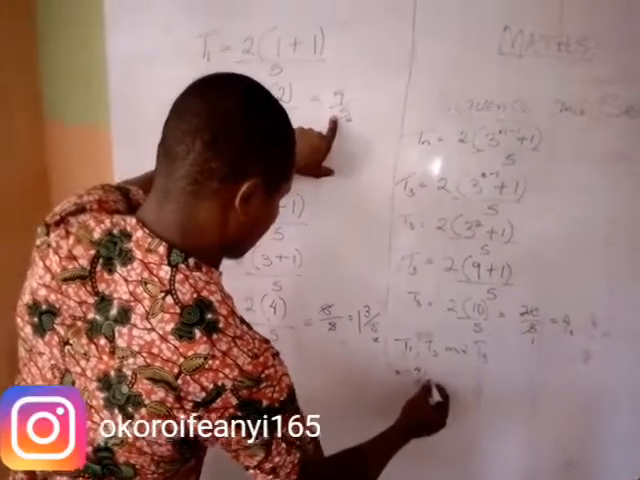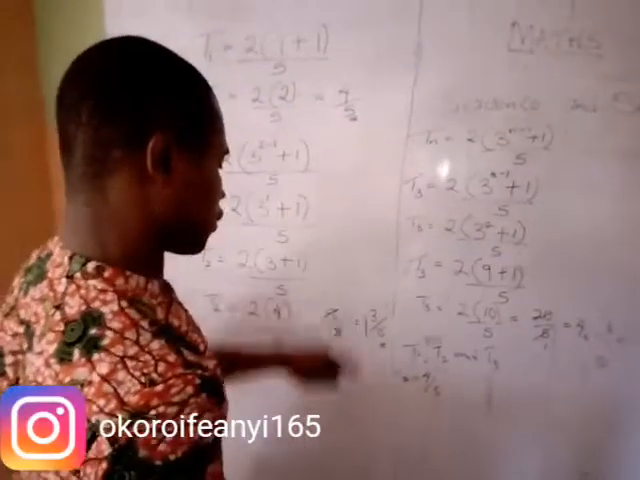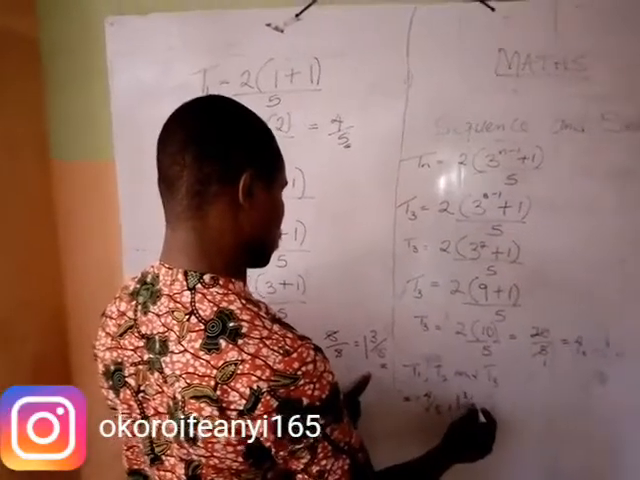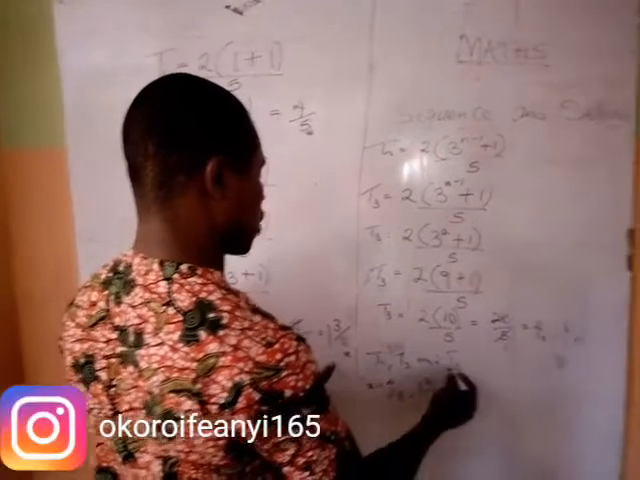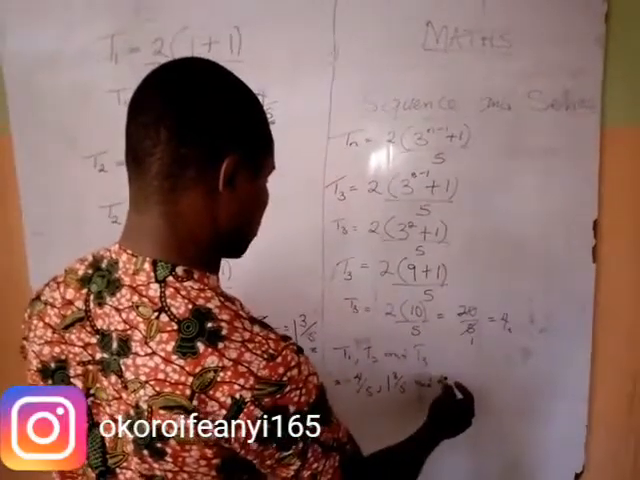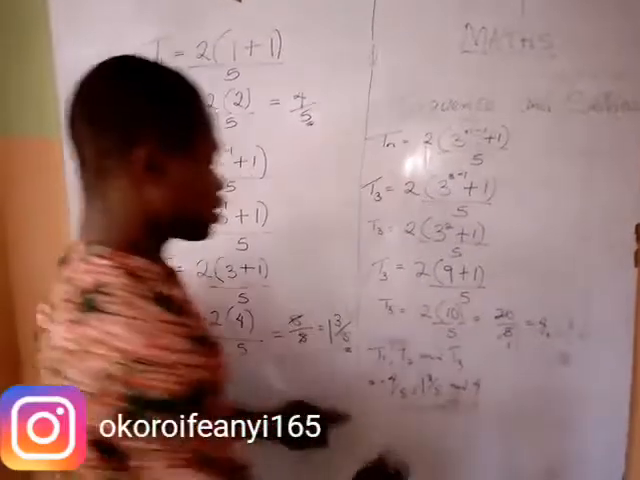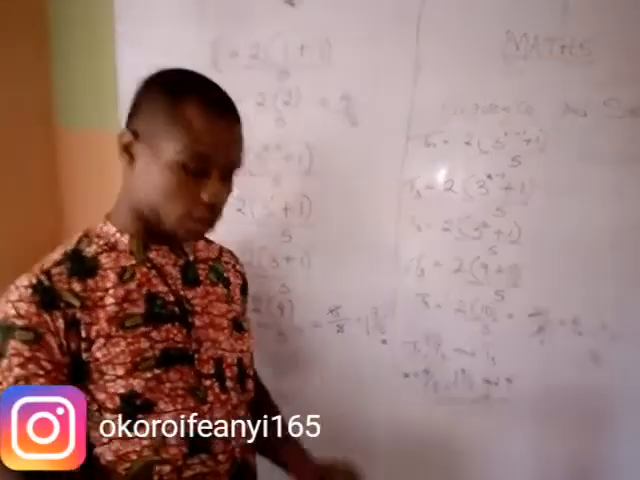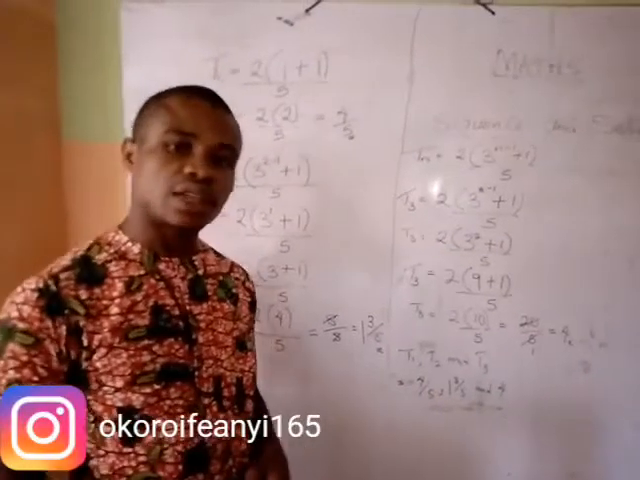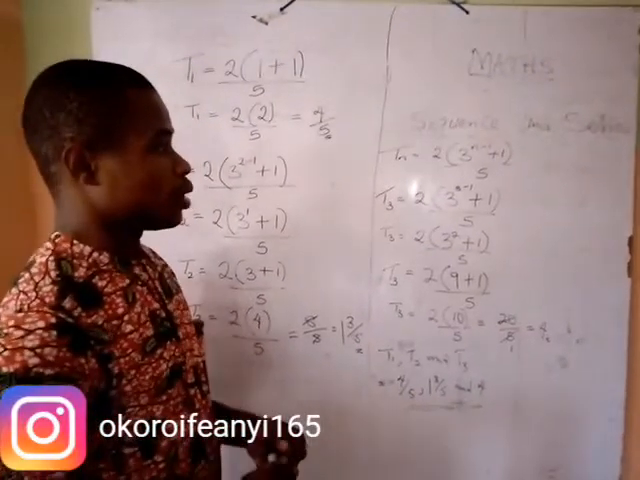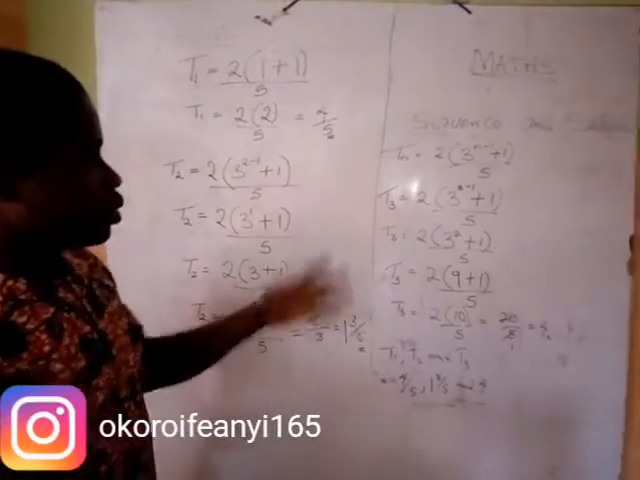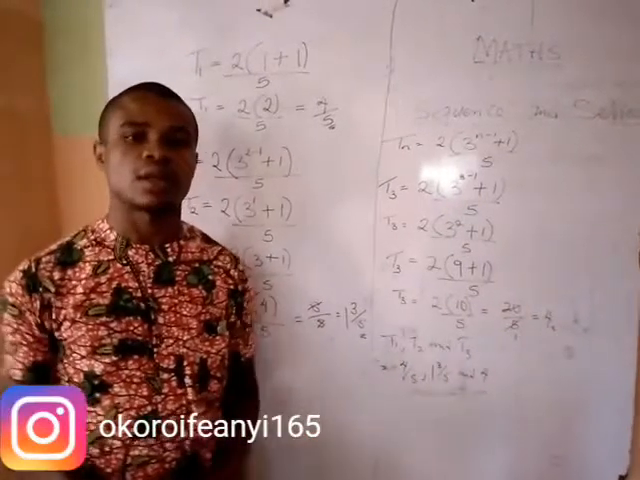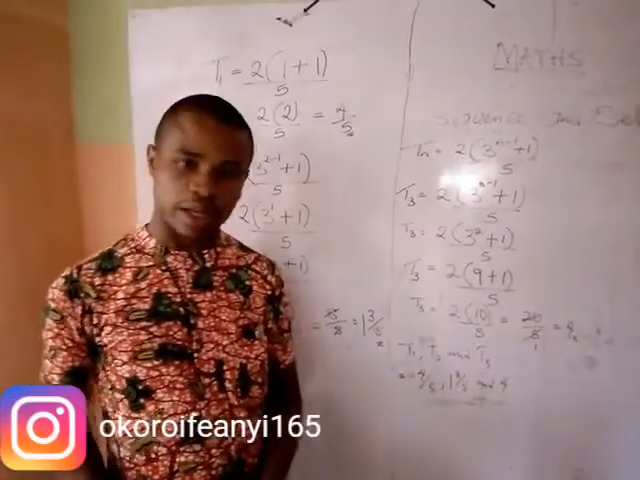So definitely what we have here is T1, T2, and T3 to be equal to: T1 is 4 over 5. Then T2 is 1 whole number 3 over 5. And our T3 is 4. So this serves as the first term, the second term, and the third term of the sequence. That's all about sequence. Today I will introduce the formula for finding the nth term of the sequence, while in our next class we continue from there.